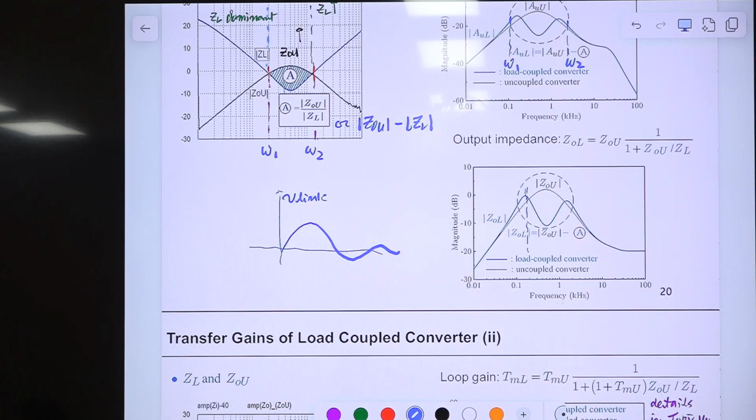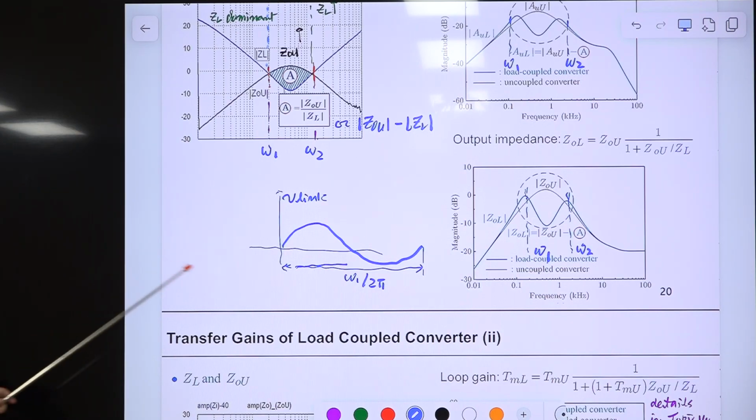And this oscillation frequency is omega 1. So this frequency, oh, this is not good. Okay, so, and this is the oscillation frequency, right? So this is omega 1, okay? And there is another bulging here, omega 2, okay?